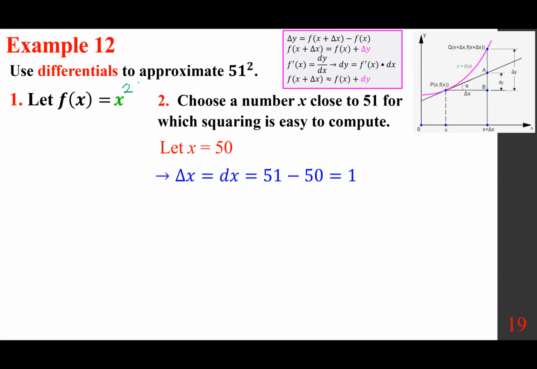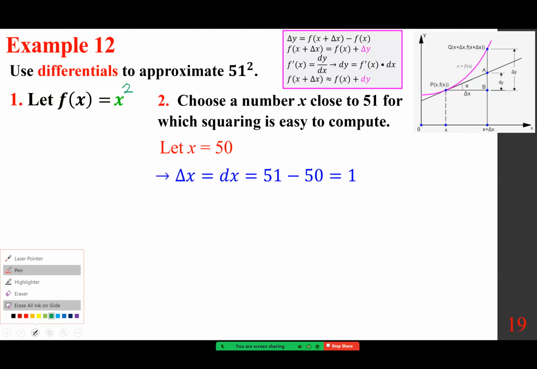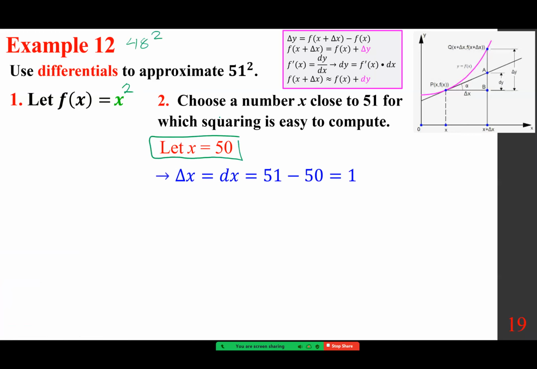Before we move on, I want to make sure we are clear on that. Therefore, if I said, for example, what is 48 squared, because we are using this, then dx or delta x is 48 minus 50, which is negative 2. So I want everybody to be clear on that.